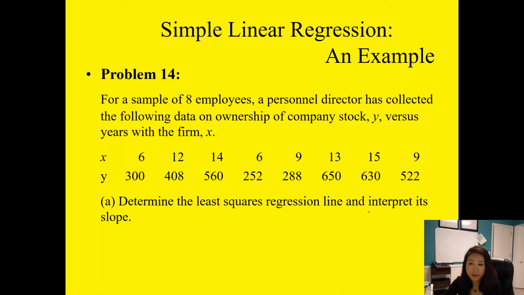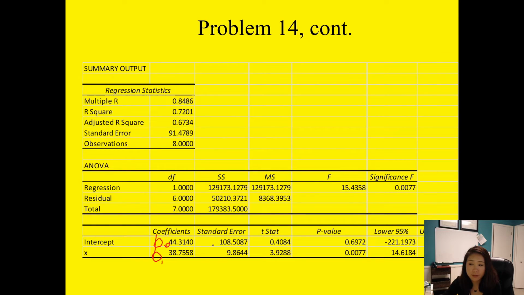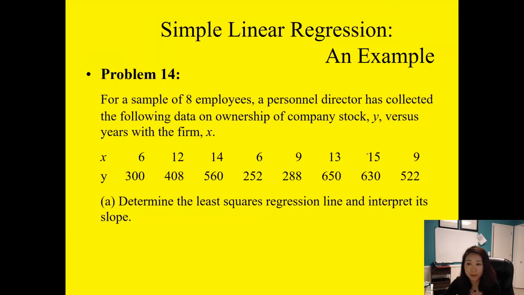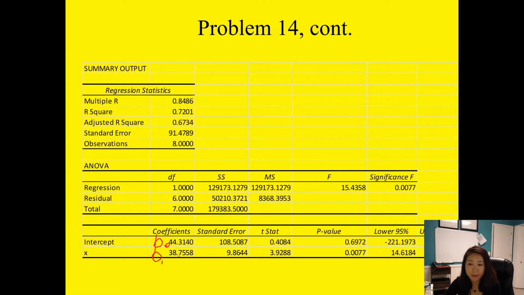Now look at the second part. Interpret the slope. The slope value is equal to 38.7558. So how are you going to interpret this result? Let's go back a few slides to the interpretation formula. The slope B1: if x increases by 1 unit, y will increase by B1 units. So we have to figure out which is my x variable and which is my y variable, and then replace B1 by the B1 value you find from the Excel output. The x variable is the years worked for the firm, and the y variable is how many shares they own. So the B1 is 38.775.